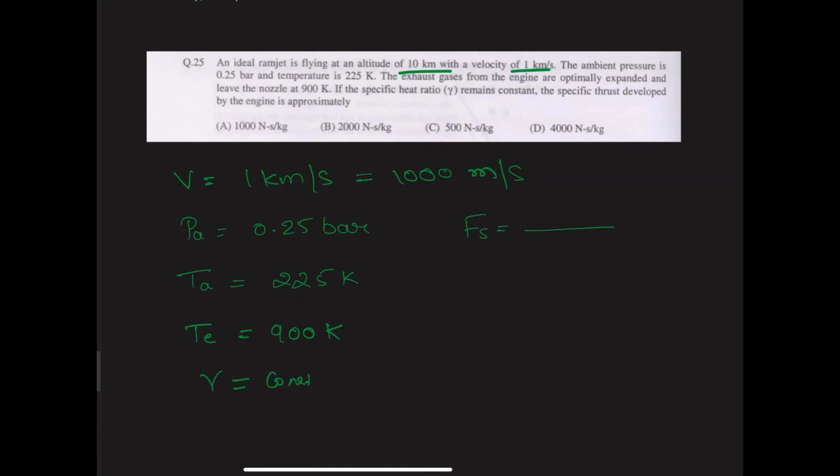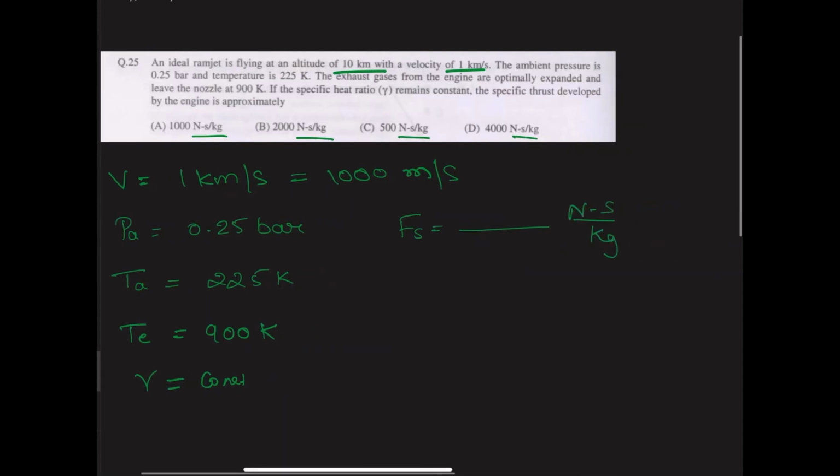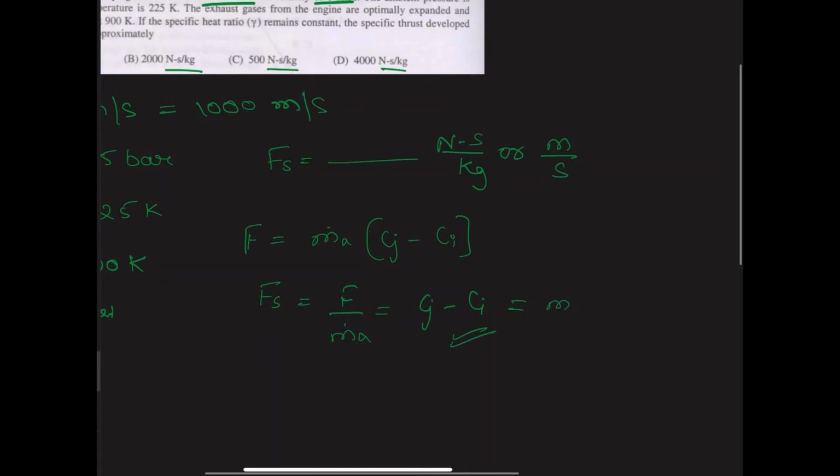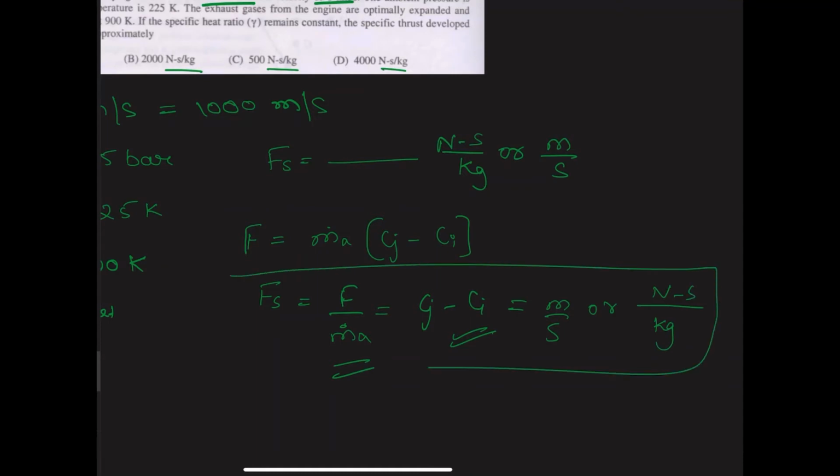So the unit for specific thrust, and as I told before, be very careful about the units. Here they have given it in Newton second per kg, or they can even ask you in terms of meter per second, because we know thrust is equal to mass flow rate of air into Cj minus Ci. When you divide thrust by mass flow rate, you get specific thrust. So this has two units. One comes from this term, which is meter per second, and the second comes from here. The unit of thrust is Newton, mass flow rate is kg per second, so it is Newton second per kg. So be very careful about the units.